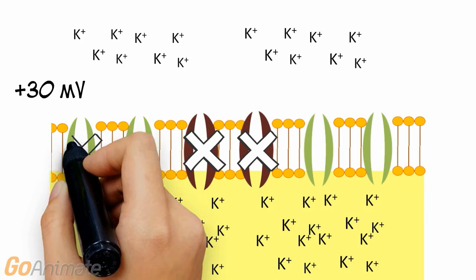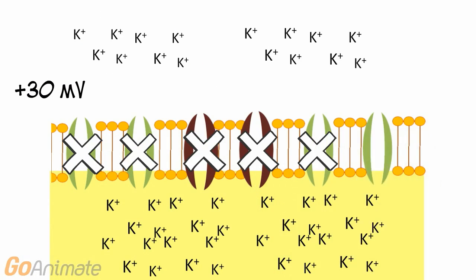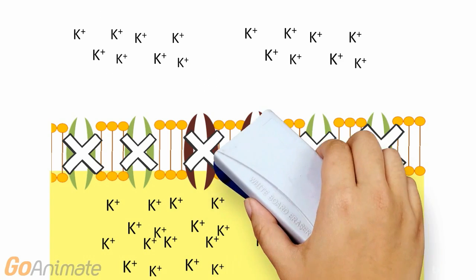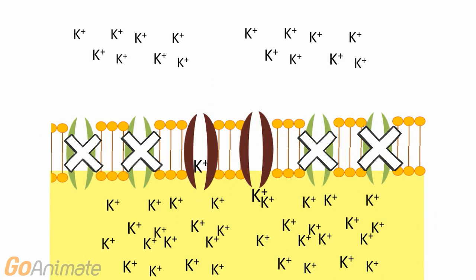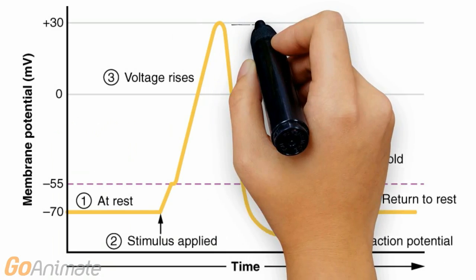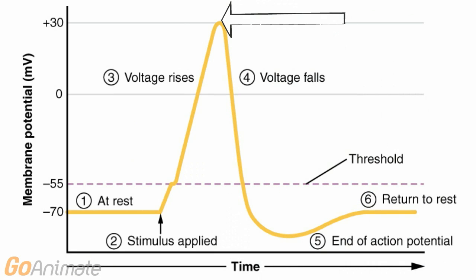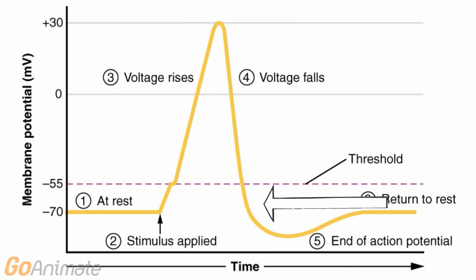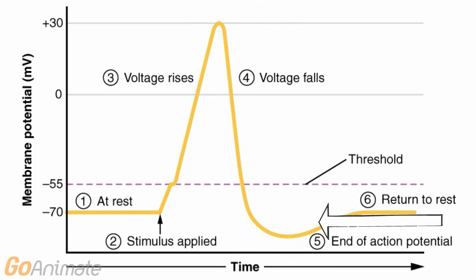At +30 millivolts, the sodium channels close. Voltage-gated potassium channels now open, allowing potassium to move out of the cell. The membrane voltage returns to the resting membrane potential of -70 millivolts.